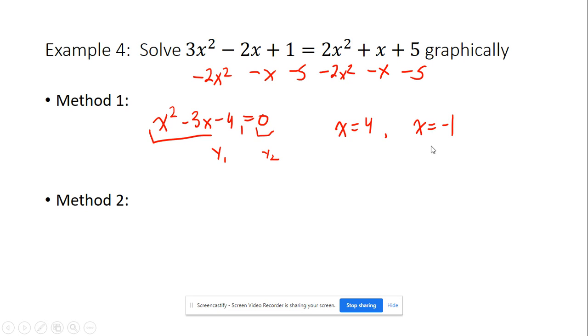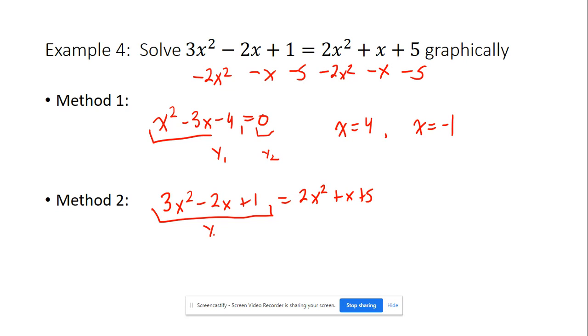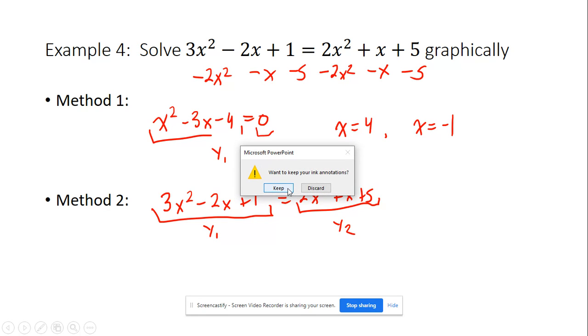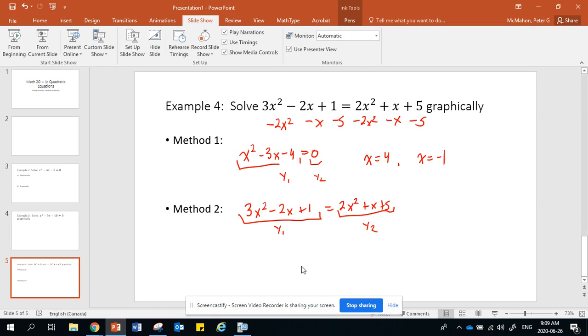All right, here's method 2. So method 2 is just exactly the same as what we did in the other one, but instead of setting one side equal to 0, I'm just going to go with all this stuff as y1 and all these guys as y2. The idea is, since these equations are equivalent, they should be giving us the same answers.